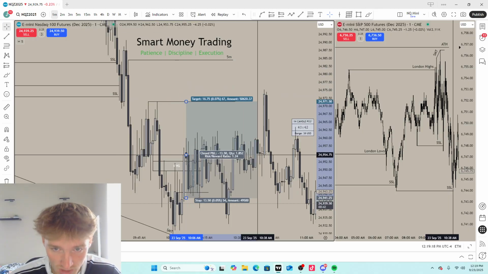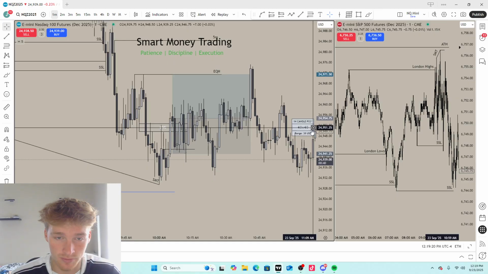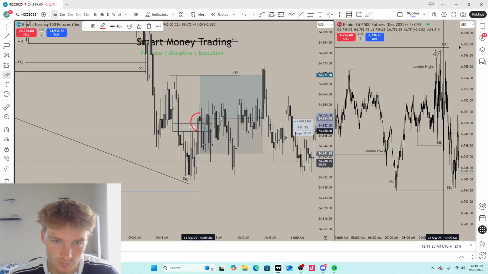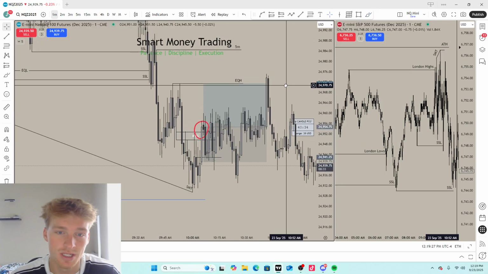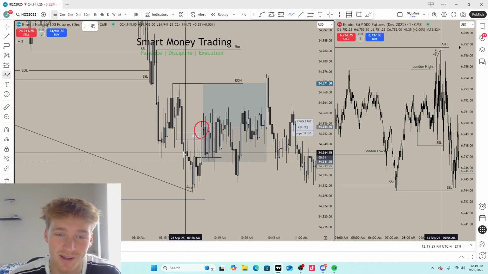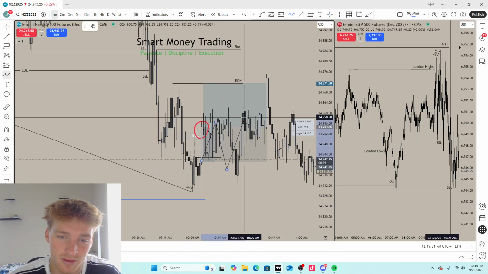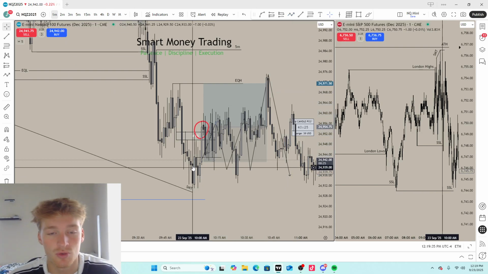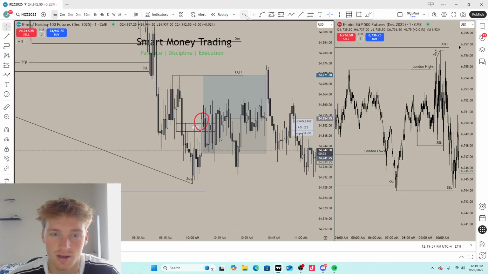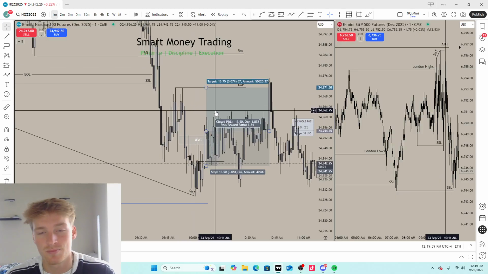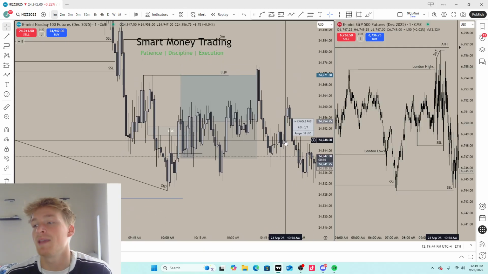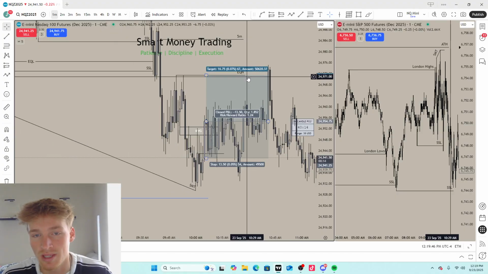So what we see happening, unfortunately, is right after we take our entry here, price decides to chop around. So we see price go up, down, up, down, up, down. So we unfortunately do get stopped out of this trade. And it happens. A winning system requires losing trades, and that's just part of the game. So we move on from it.